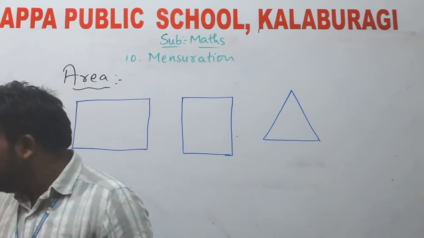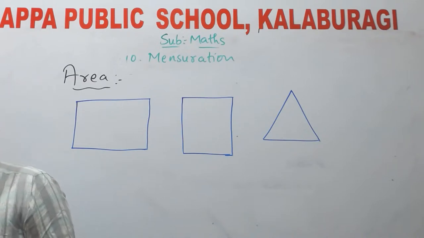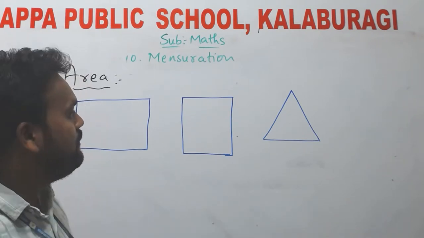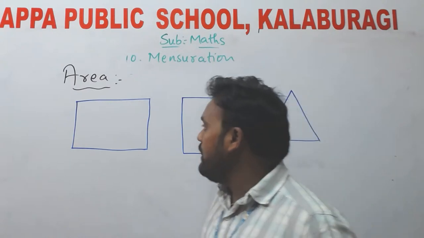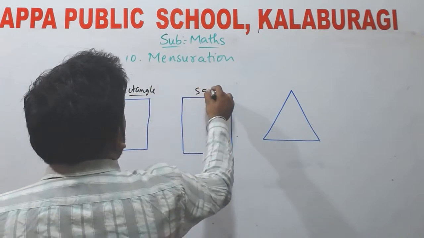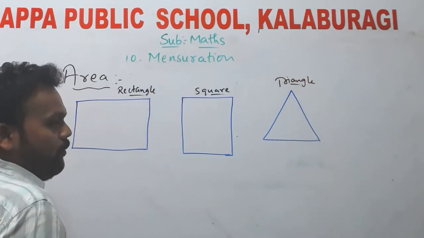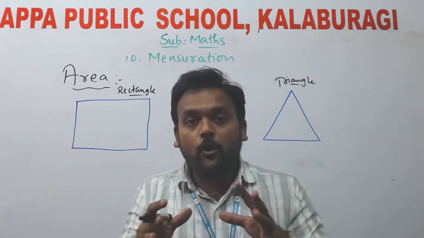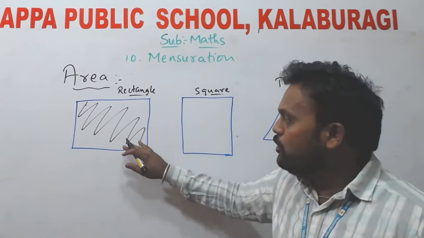You see, students, so what is area? For example, I have drawn a rectangle here. You know it is a rectangle. You know it is a square. You know it is a triangle. See, what is area? Area means the amount of surface enclosed by a closed figure. See, this is all about area. The amount of surface enclosed by a closed figure.